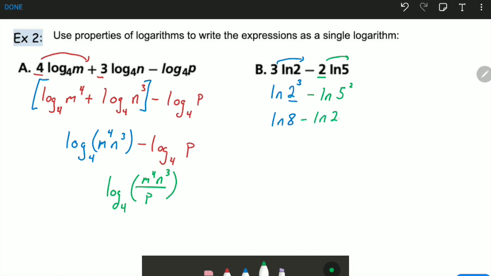5 squared is 25. Now that we no longer have coefficients on the outside of logarithms, we can write the 2 logarithms as a single logarithm. So according to the quotient property, since they are connected by subtraction, when we write it as one logarithm, their insides are going to be connected by division. So ln of 8 over 25 is the final answer.